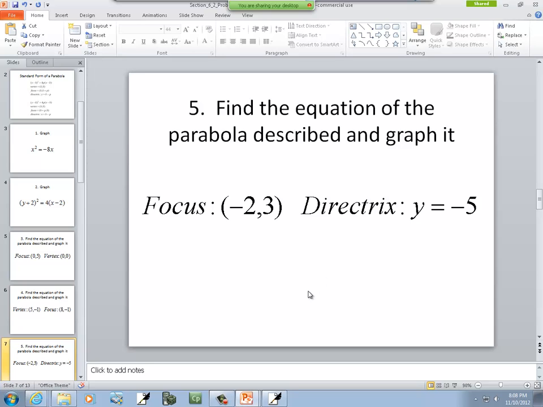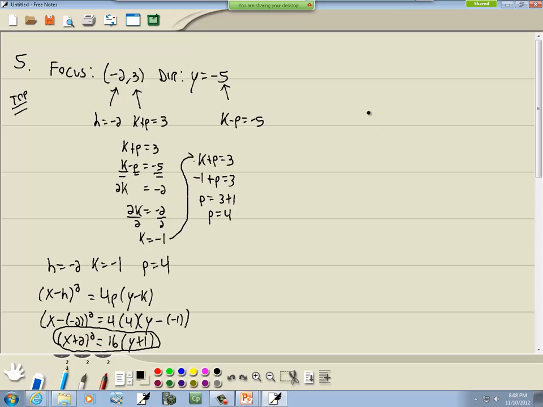Now I want to graph it. So let me come over here. Well, actually, do we have everything? Focus, directrix. We don't have a vertex, do we? So let me write down the vertex. Vertex is always hk. h was negative 2, comma, k was negative 1.